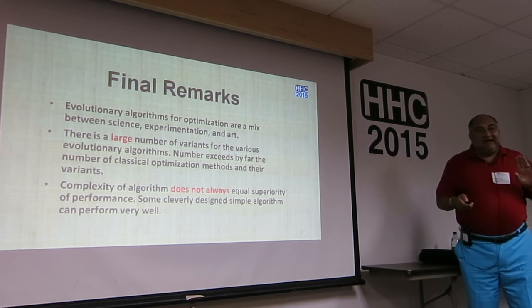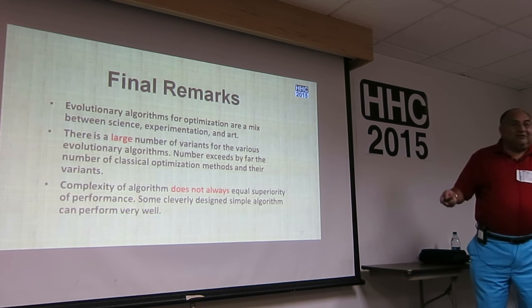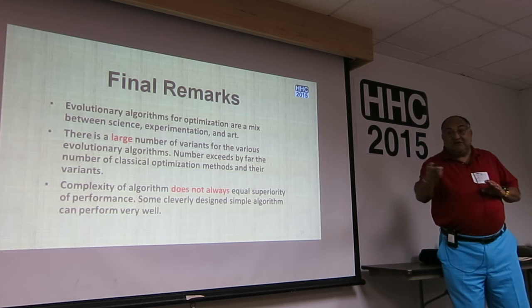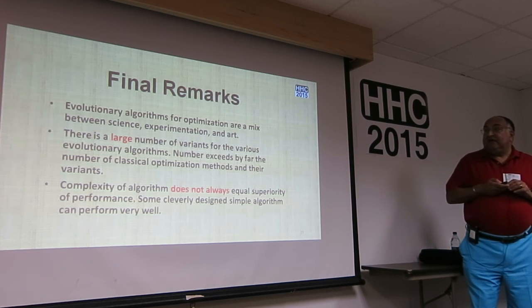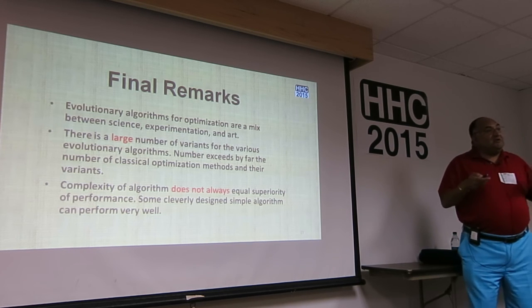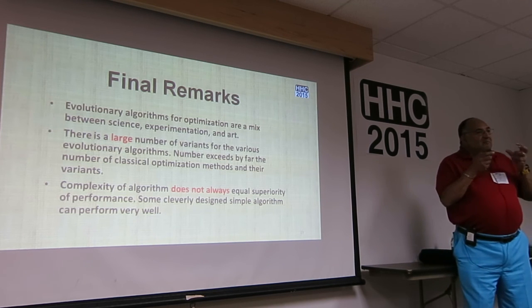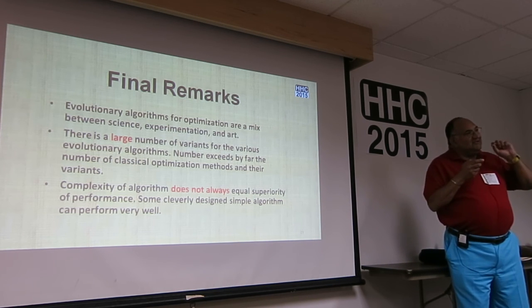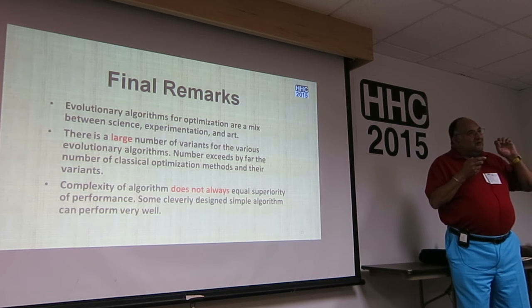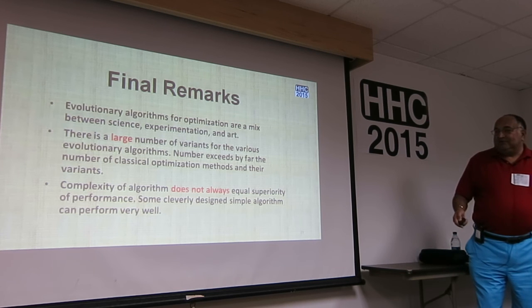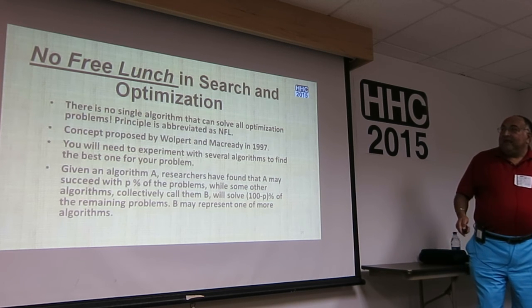One of the things I learned from looking at all these algorithms is that complexity does not always guarantee superiority. I was surprised, for example, that the differential evolution algorithm and particle swarm were simpler than the GA, and yet they performed better. So if the basic idea hits home, it does better. Complexity is not always a guarantee for superiority.